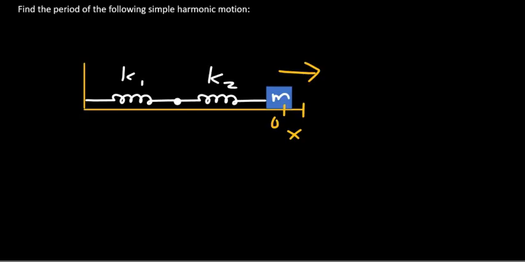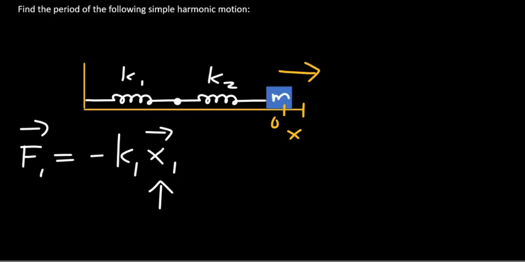Let's look at spring 1 first. The force due to spring 1, F1, is given by minus K1 x1, where x1 is the displacement of just spring 1, or the amount it stretches as mass m is displaced rightward by distance x. And the direction of this force F1 is obviously to the left.